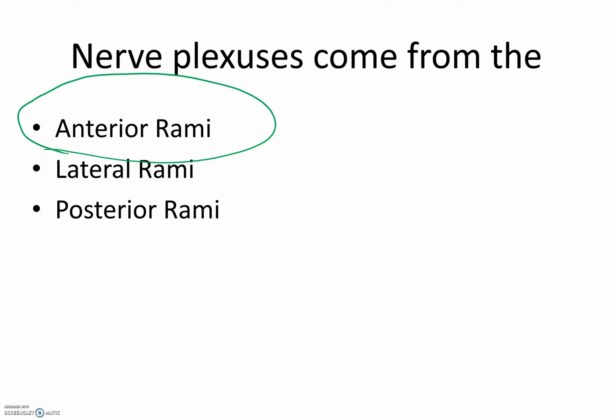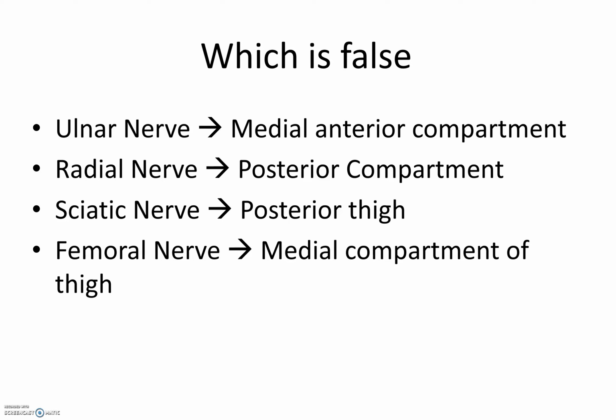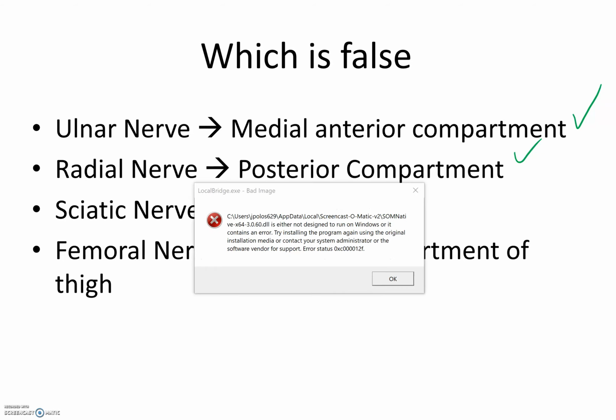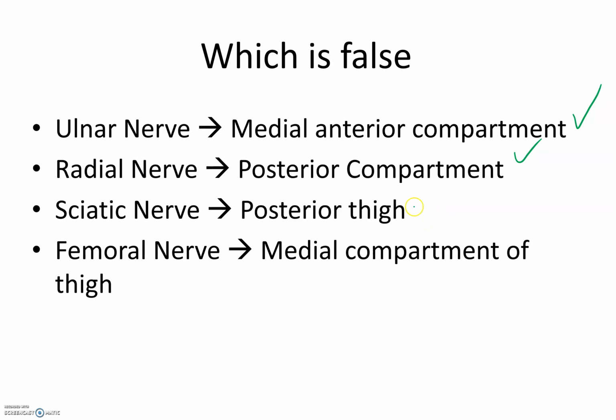Which is false? The ulnar nerve goes to the medial anterior compartment, the radial nerve posterior compartment, sciatic nerve posterior thigh, femoral nerve medial compartment of the thigh. Well, the ulna is on the medial side and it comes off an anterior division, so that must be right. Radial nerve comes off the posterior cord. That must be right. Sciatic nerve is on the posterior part of the thigh. So this one is the false one.